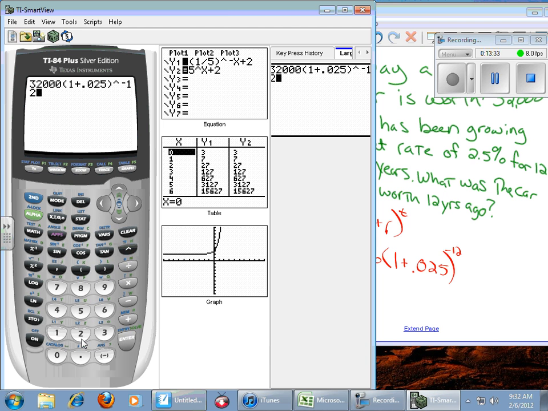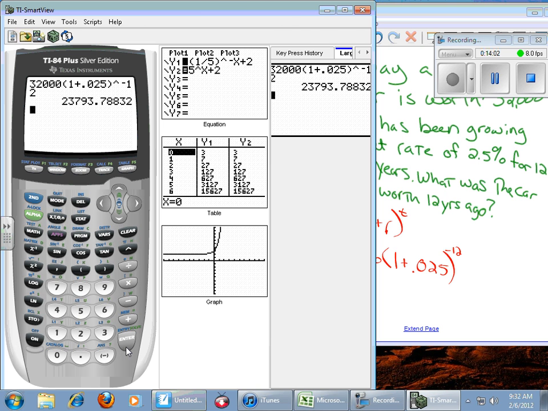And there we go. Now, by the way, if you're wondering about this 0.025, remember, to convert a percent to a decimal, I always divide by 100. So 2.5 divided by 100 is 0.025. All right. Okay, so here we go. There we go. It was worth $23,793 and approximately 79 cents.